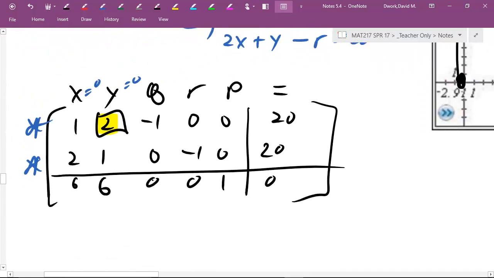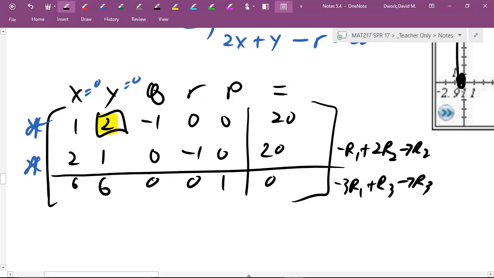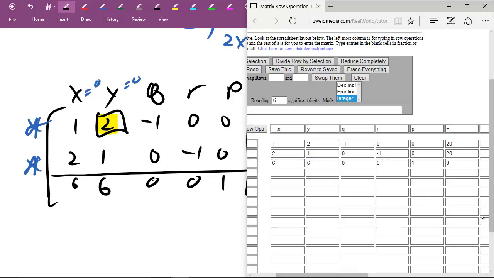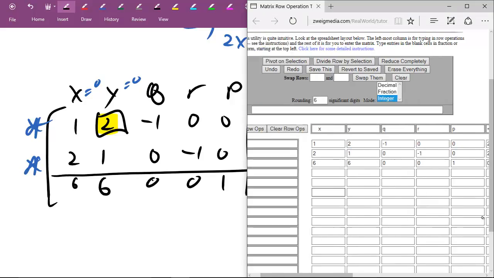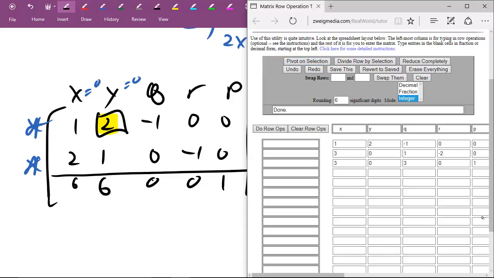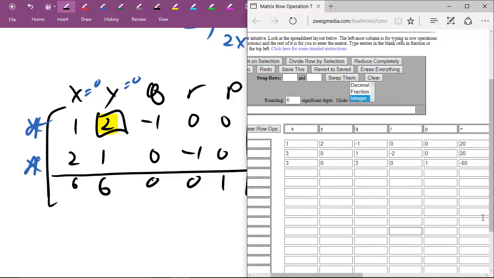All right, so your row operations would be, let's see, we need to do negative row 1 plus 2 row 2 to make a new row 2. And then we need to do negative 3 row 1 plus row 3 to make a new row 3. I have already put this into our little website. So we're going to pivot on that column, and then on that selection. There we go. Now you can see we have our new matrix.